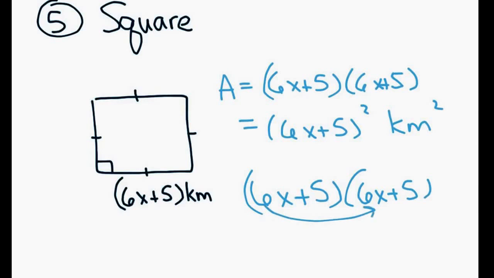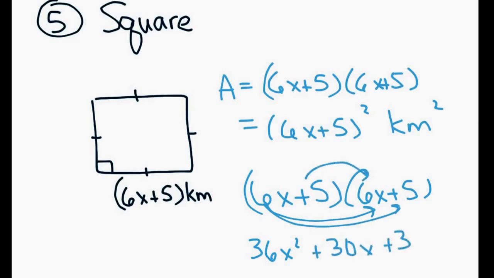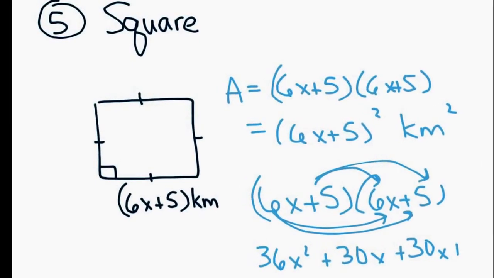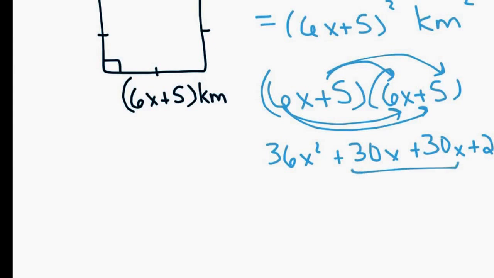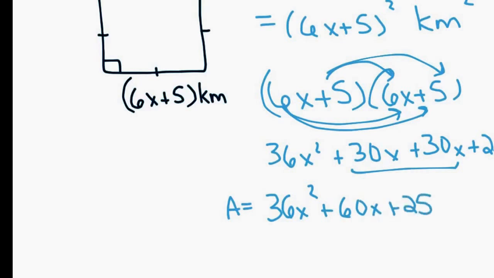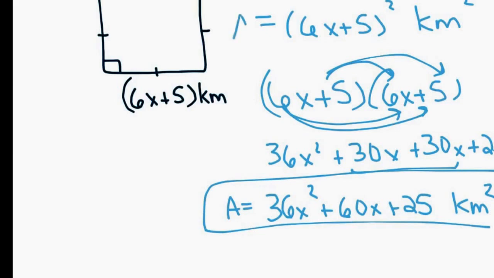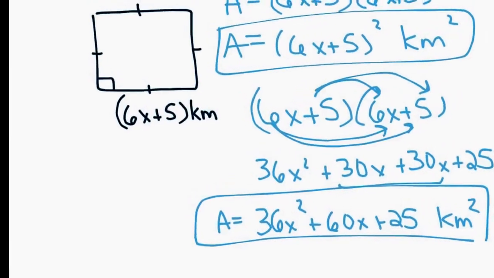You would get 36x squared plus 30x plus 30x plus 25. And then the terms in the middle happen to be like terms. So it would be 36x squared plus 60x plus 25 kilometers squared. So the answer may be this, or the answer may be this. But they both say the same thing.